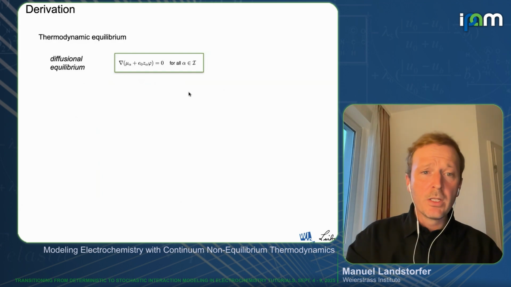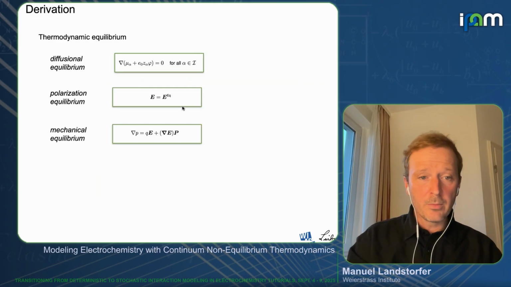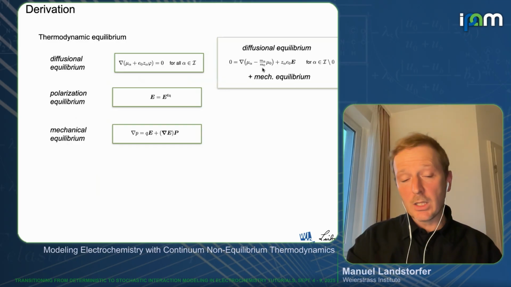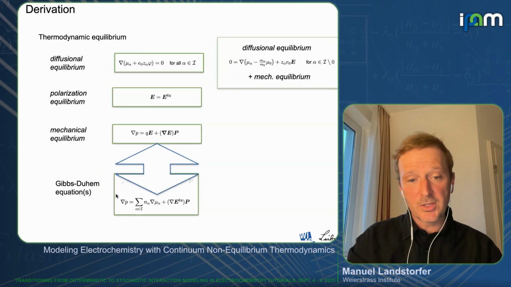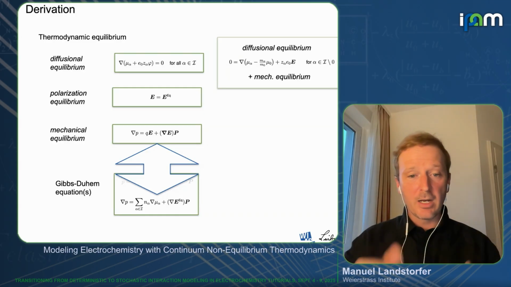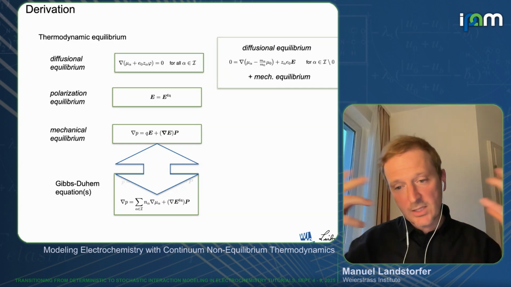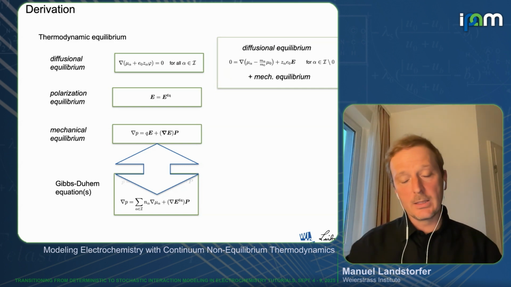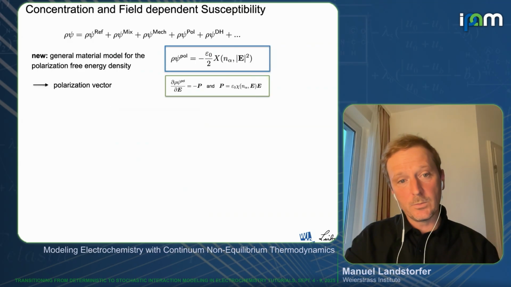In thermodynamic equilibrium, you still have diffusional equilibrium, so this remains the same. You have a polarization equilibrium, you have mechanical equilibrium now with this additional term, and you have the Gibbs-Duhem equation. This shows you the consistency between mechanical equilibrium and the Gibbs-Duhem equation. This is how thermodynamics and electrodynamics are tied together in order to ensure that something called the total stress remains constant throughout the entire system. This is kind of the compatibility condition here.